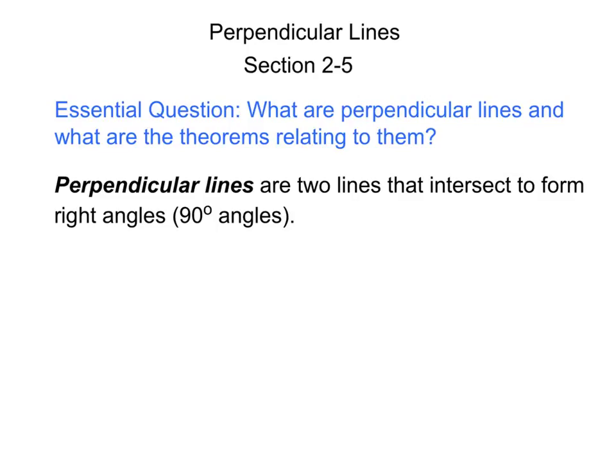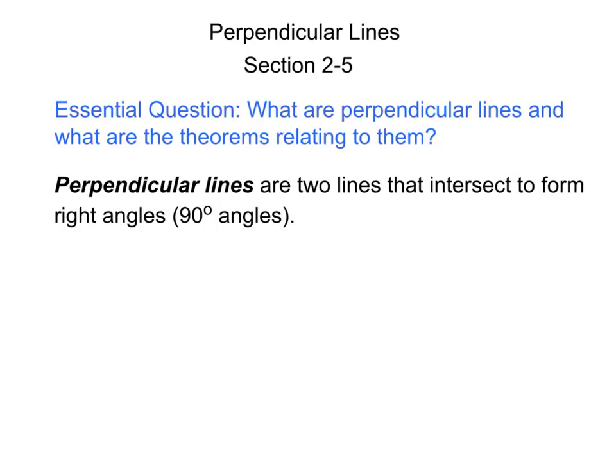Perpendicular lines are simply two lines that intersect to form right angles, or 90-degree angles if you prefer. Now, as you know, if you have two lines that intersect, they are going to form four angles. If we can determine that any one of those four angles is 90 degrees, then by definition we know that the two lines are perpendicular.